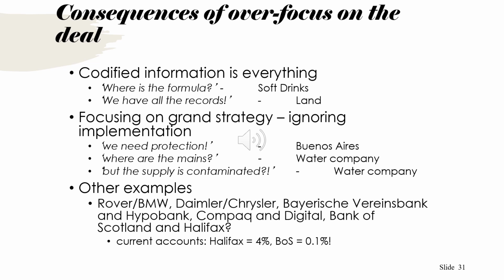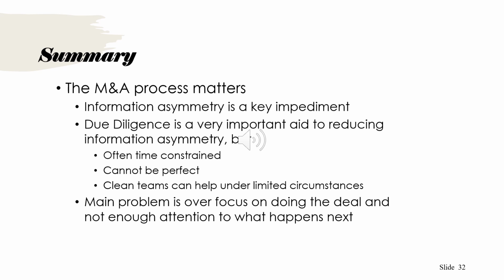There are many examples of due diligence disasters. Rover BMW I've talked about. Daimler Chrysler was a disaster. Compaq and Digital, HP and Autonomy, and so on. So in summary, the M&A process, it matters. And the key issue here is information asymmetry, because you just cannot know everything about something you're about to buy. But due diligence is a very important aid to reducing information asymmetry, but it's not perfect because it's often time constrained, and although clean teams can help, it tends to be under limited circumstances.